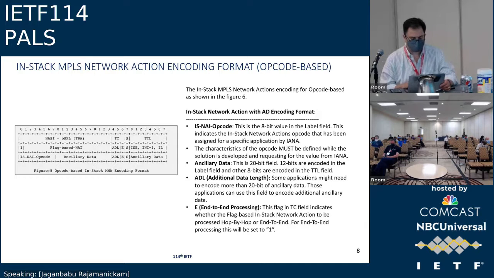Some of the applications might need to encode more than 20 bits of data in the auxiliary field. So those applications can use this field to extend their encoding of auxiliary data. And the last one is the E-bit. This is the end-to-end processing bit. If this specific opcode has to be processed hop by hop, then this field should be set to 0. Else this will be set to 1.